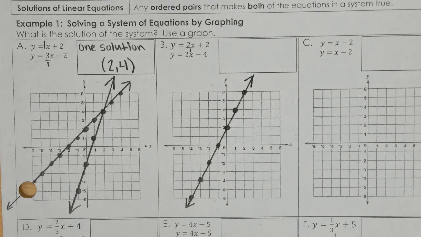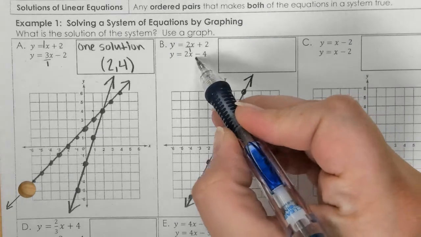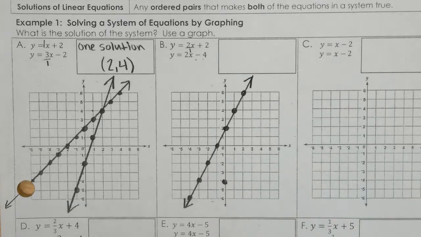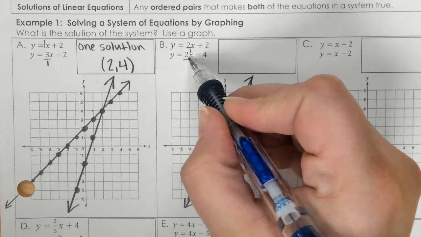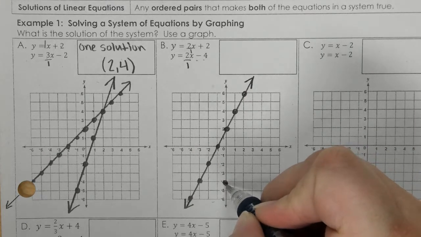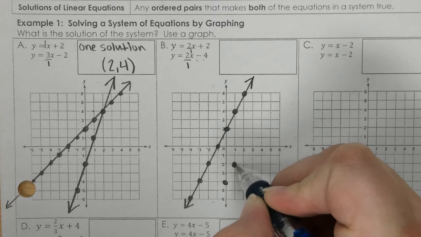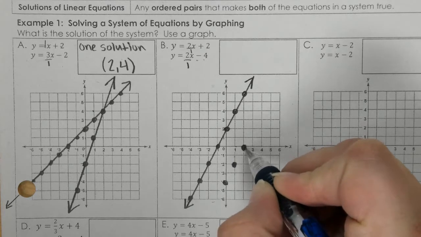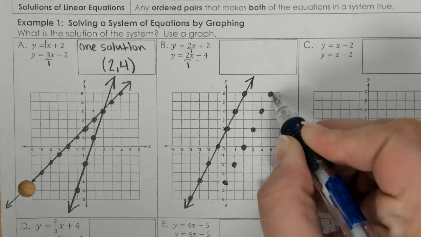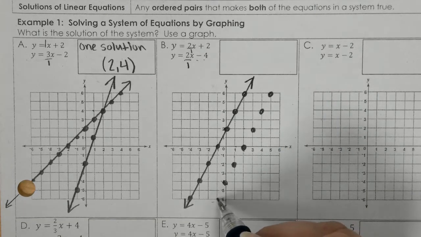In the second equation, we start at negative 4 on the y-axis, and our slope is 2 over 1 again, so we have the same slope. From negative 4, go up 2, right 1, up 2, right 1, and we just continue to do that. We're also going to go down 2, left 1.